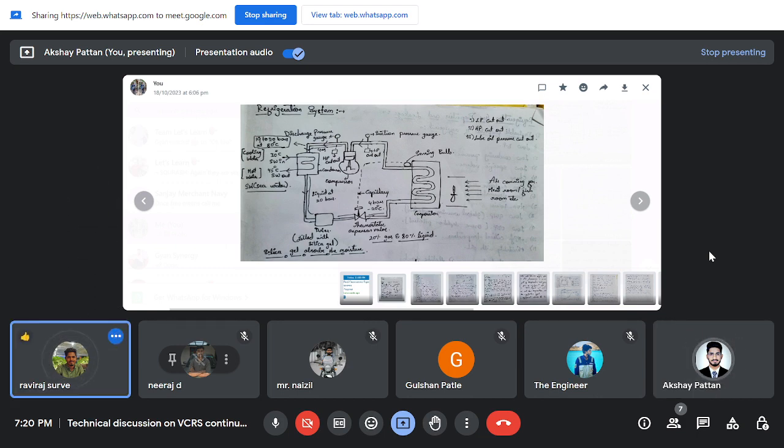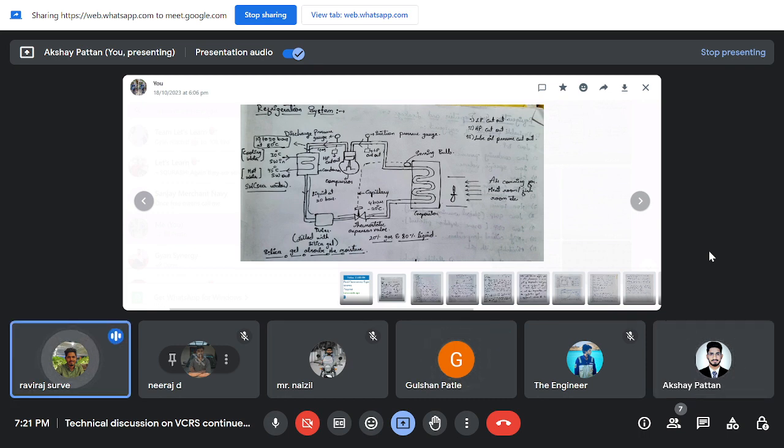Yes. Next one is the oil heater, guys. What is the function of the oil heater? Why is it used in the refrigeration system as a safety device? Anyone?